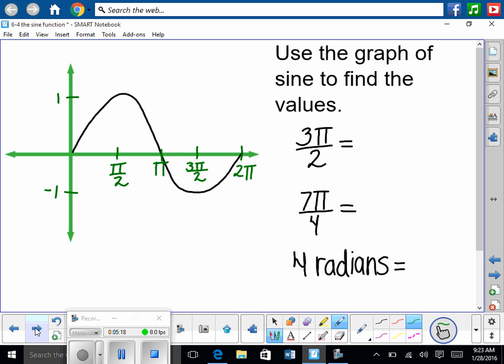So 3 pi halves. What's our function, at what y value are we at 3 pi halves? -1. So sine at 3 pi halves is equal to -1. Does everybody see how I got that? Are you sure? You're all good. Okay, sweet. Now it says, what is your sine value at 7 pi fourths?